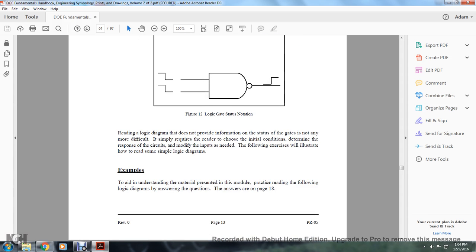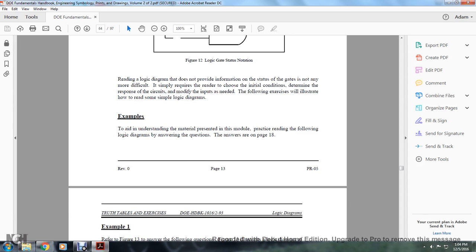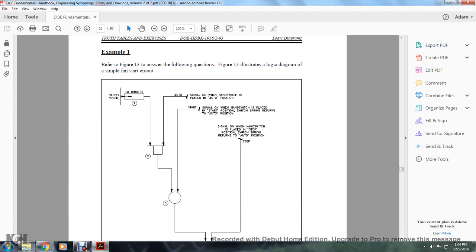If the logic diagram does not provide the status of the gate, it simply requires the reader to choose an initial condition to determine the state of the circuit. The following exercises will illustrate how to read some simple logic diagrams, with examples to aid understanding of the material presented in the module. Practice reading the following logic diagrams and answering the questions. The answers are on page 18.